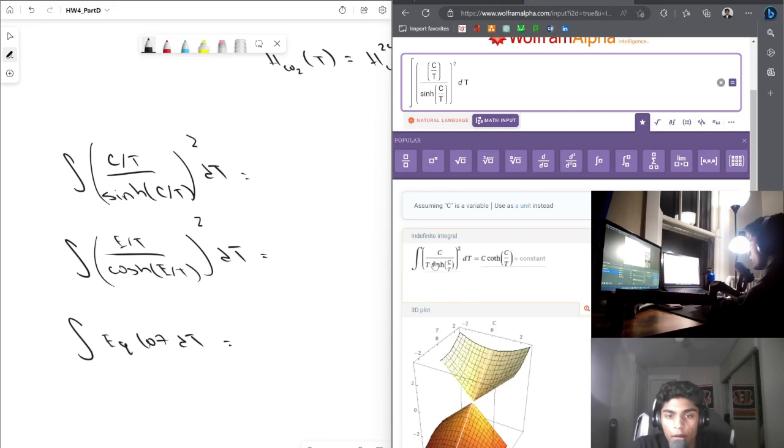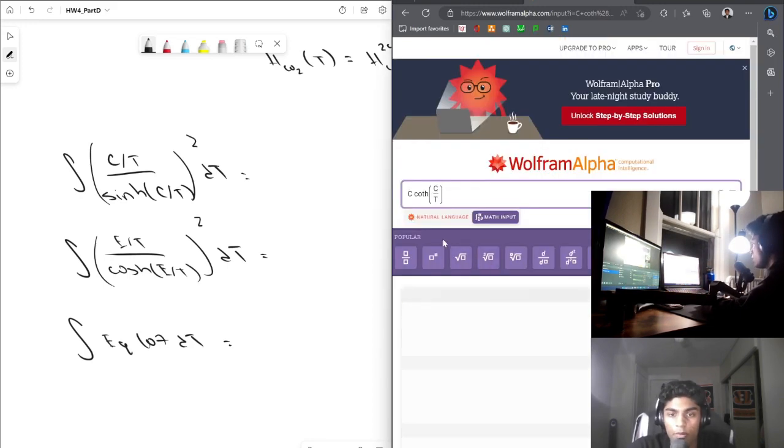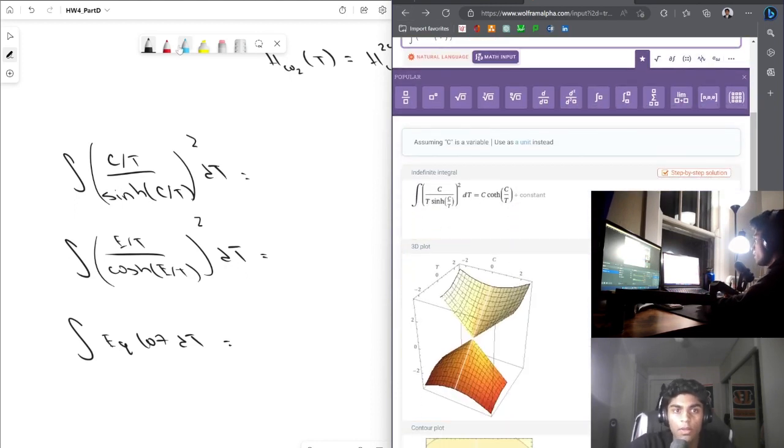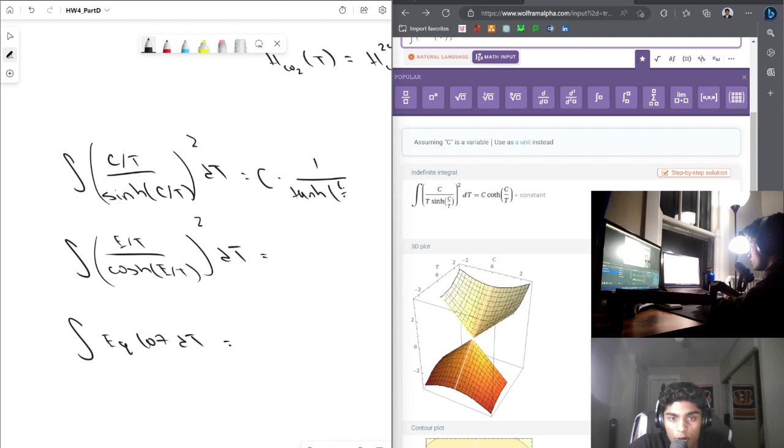So it looks like our answer for this one is going to be c times the cotangent hyperbolic. However, NumPy doesn't do the cotangent hyperbolic, but it can do 1 over tangent hyperbolic, 1 over tangent hyperbolic of c over t.